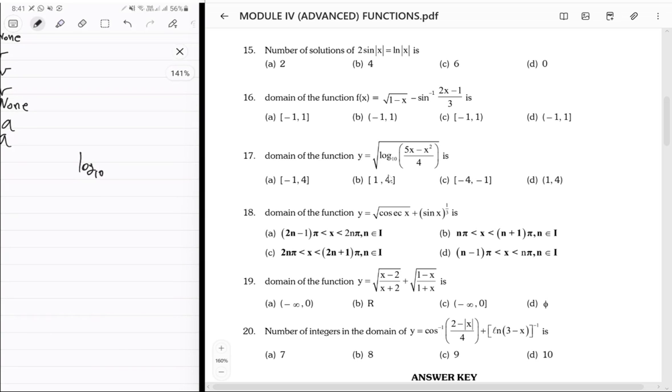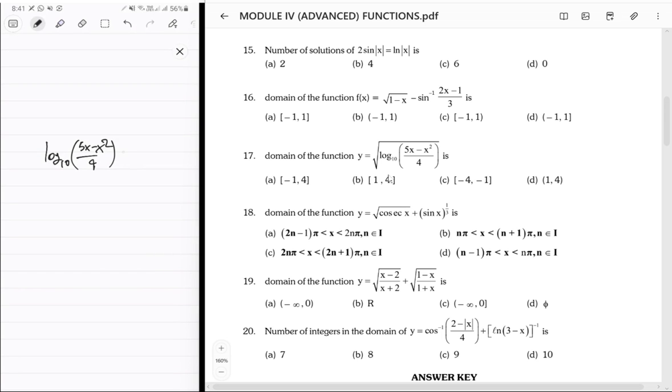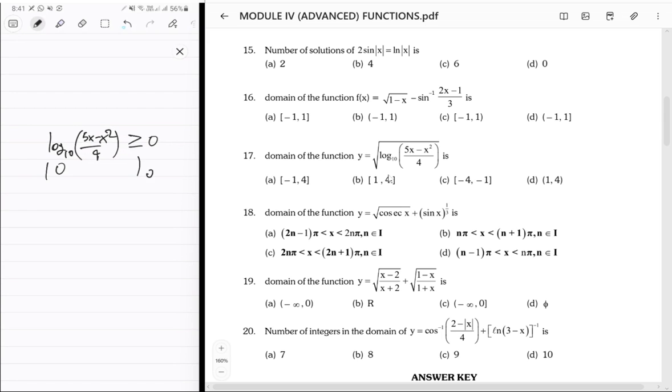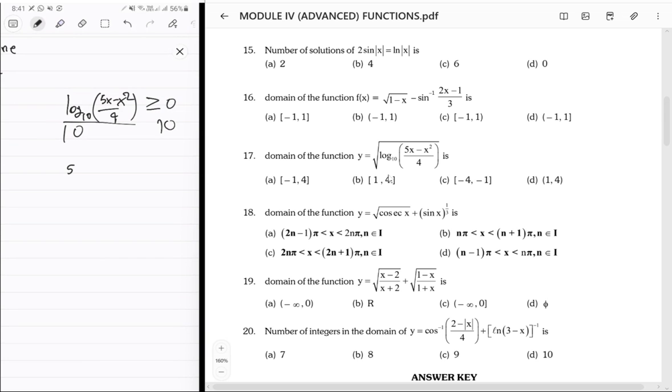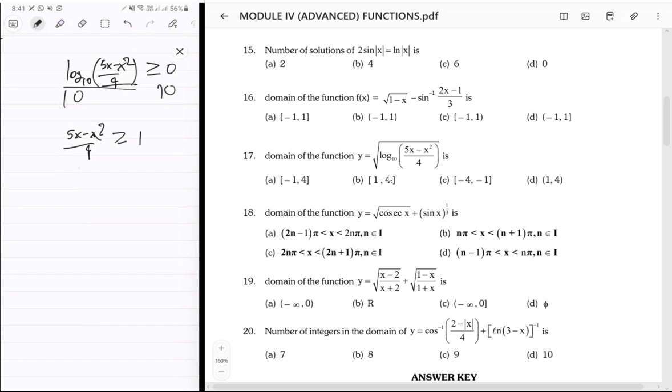Log base 10 of (5x minus x squared) upon 4 must be bigger than or equal to 0, right? So just take 10 power this stuff. Doesn't matter what value this is, it's real. So (5x minus x squared) upon 4 is bigger than or equal to 10 power 0, which is 1. That means it's automatically bigger than 0, strictly bigger than 0. So this is already in the domain of log base 10, right? So that's cool.